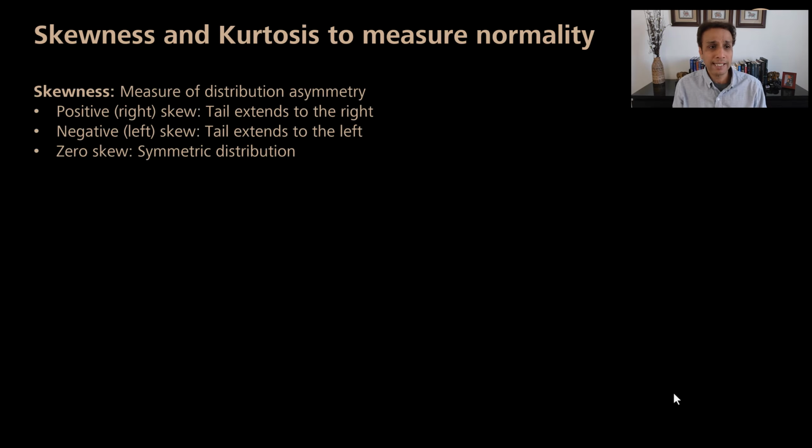So skewness is a measure of asymmetry in the distribution. Is it positive? Is it negative? Is it zero skew, right? So positive is the tail extends all the way to the right, and negative is the tail extends all the way to the left. And it's basically the data is skewed one way or the other.